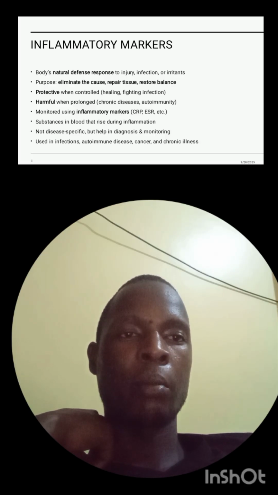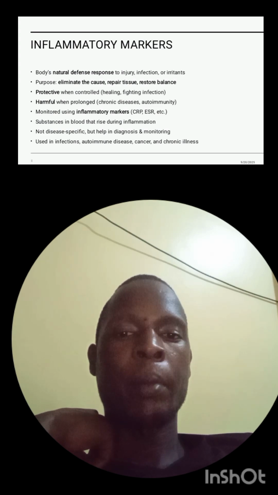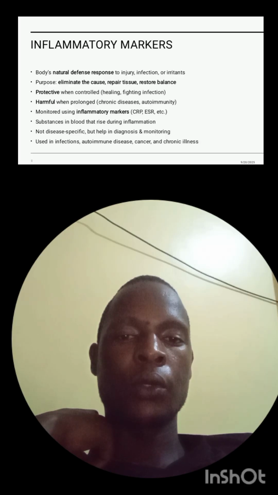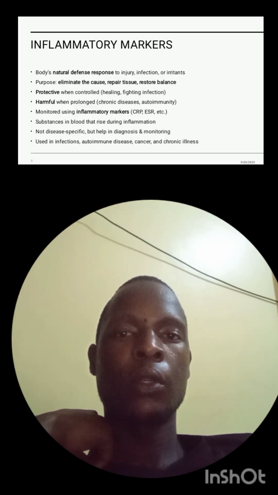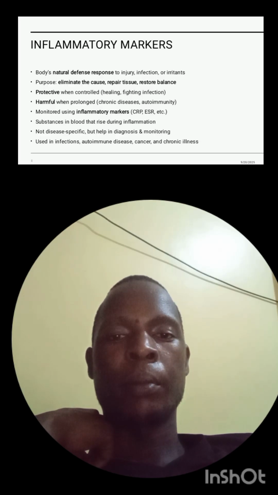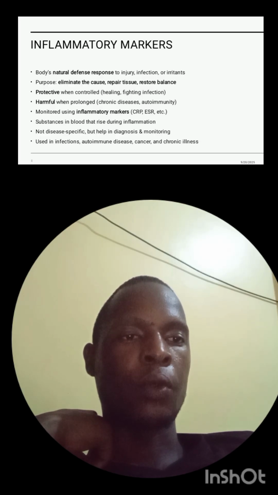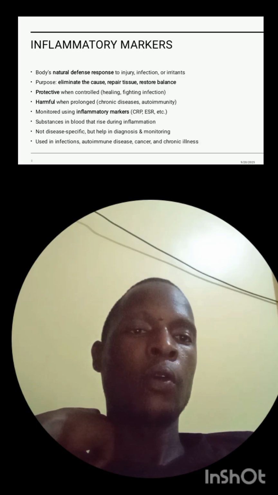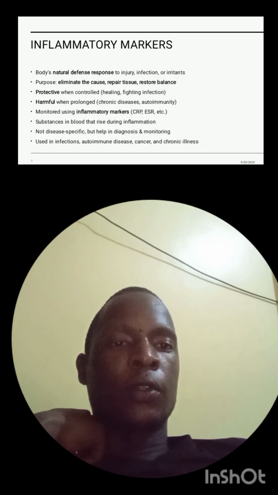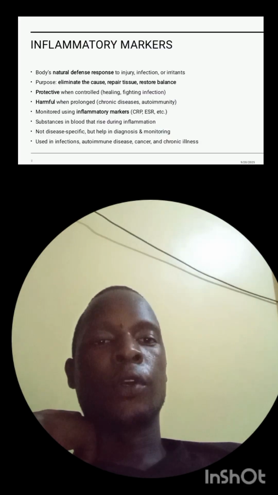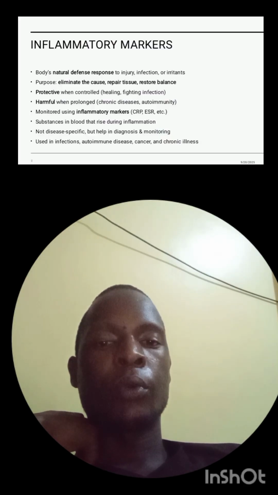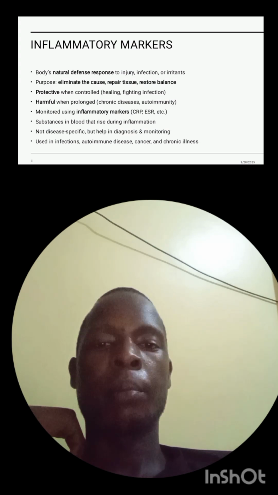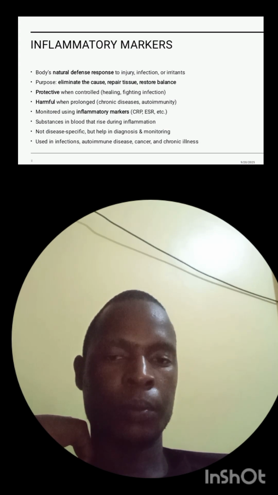So these inflammatory markers help the doctor to know whether the infection is there or not, to know whether the infection is severe or not, and also to guide them during treatment, to monitor your response to treatment. Inflammation is just a natural defense in response to injury, infections, or irritants. Its main purpose is to eliminate the cause, repair, and restore tissue balance.